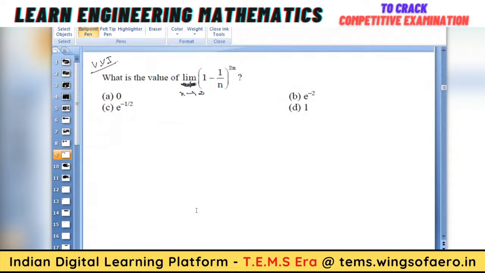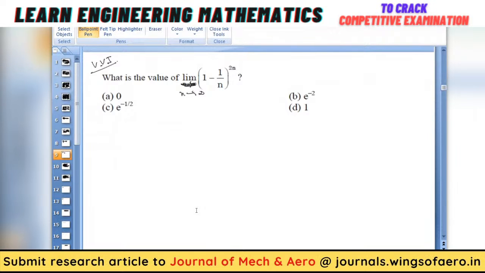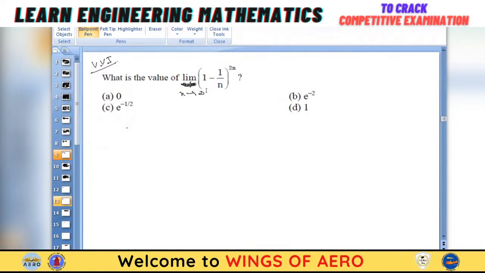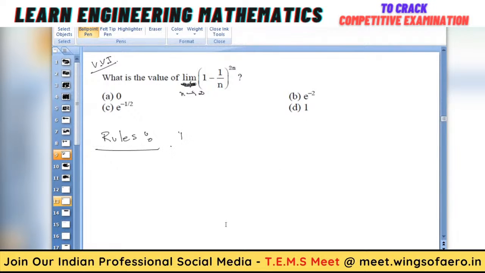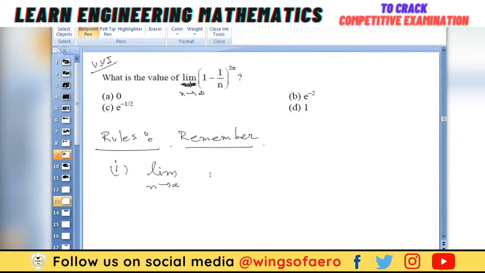D, 0? No. None of the answers you have written in the chat box is right. Remember two things, rules. Rule number 1. Limit n tends to infinity.